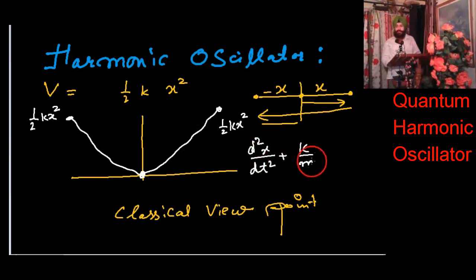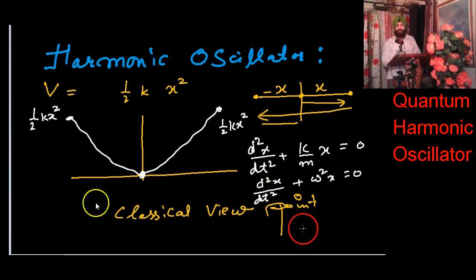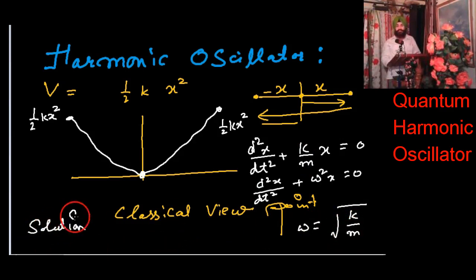Differential equation of the SHM may be written as follows. Dimension wise, the value of k upon m and omega square is the same. So this is the differential equation, d2x over dt square plus omega square x equals 0, where omega is root of k over m.